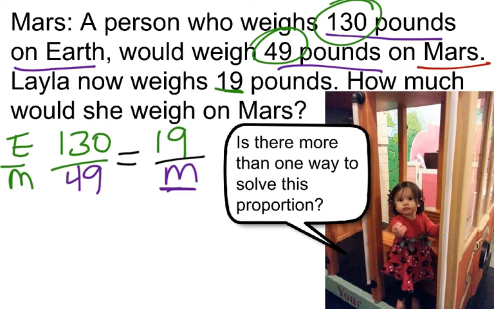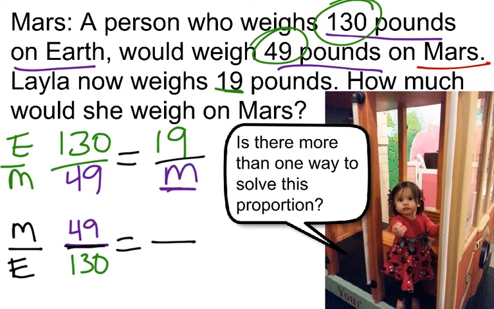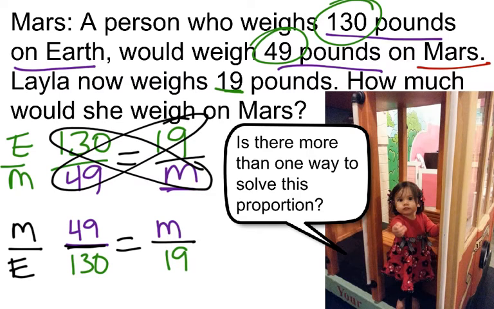Now, there is another way you could do this. We could also flip the proportions. Instead of saying Earth over Mars, we can say Mars over Earth. So in this case, focusing on just the first ratio, we would have 49 over 130 equals X or M over 19. And in both cases, if we use cross products, we are going to get the same answer.